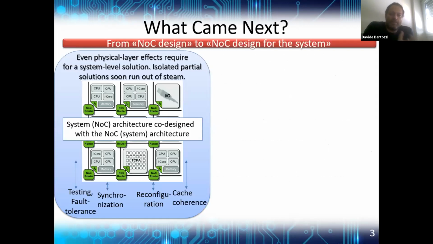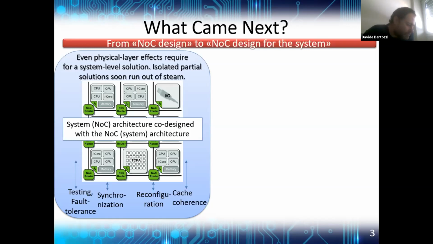Okay, so after this adaptation effort to the constraints of an on-chip environment, what came next? What happened next was that network on chip designers started to co-design more and more the network on chip with the system architecture. And so the point is that isolated partial solutions that have as the only focus the network on chip are going to soon run out of steam, okay? But what happened was that people were increasingly designing the network on chip for the system. And from this viewpoint, we had two directions.